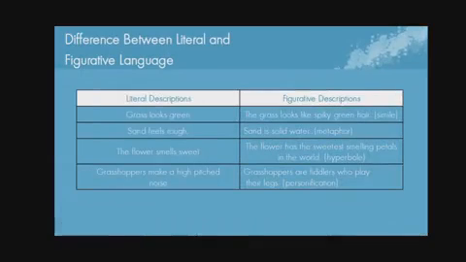Additional information regarding the difference between literal and figurative language. Again, literal language means exactly what it says, while figurative language uses similes, metaphors, hyperbole, and personification to describe something, often through comparison with something different. Let us now look at the examples below.